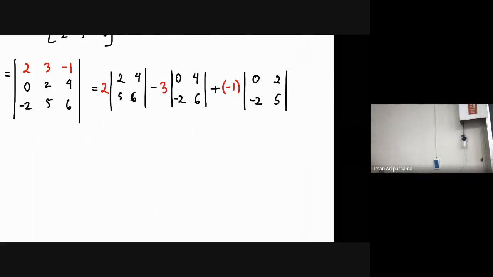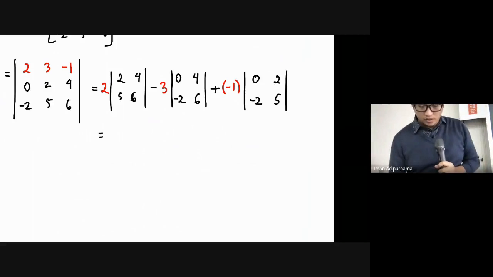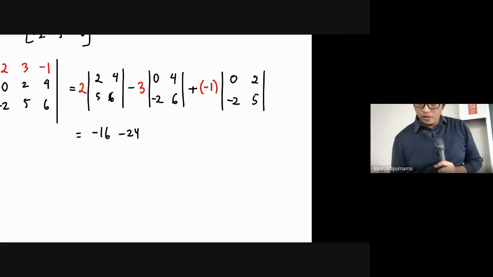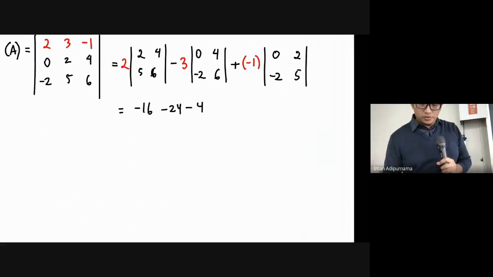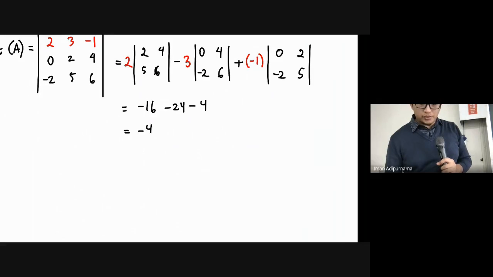So this 12 minus 20, negative 8, 2 times negative 8 is negative 16, 0 minus 8 plus 8, but negative 3, negative 24. Okay, let me write down the answer. So this will be negative 16, negative 24, and then 0 minus 4, and then minus 1, it's minus 4. So it will be minus 44.